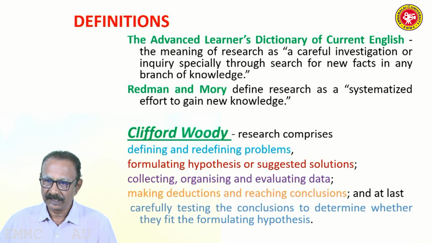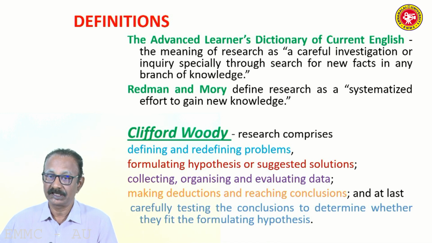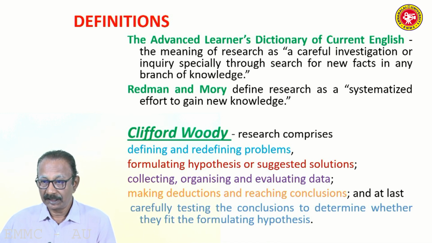So the first one is defining and redefining the problems. Before starting a research, we have to identify a research problem, for which issues we have to do the research. That is the first thing. After defining the problem, in the second stage we have to formulate a hypothesis. A hypothesis is nothing but a tentative solution or the suggested solution for the stated research problem. So the entire research methodology comprises testing whether the hypothesis we formulated, or the suggested solution for the research problem, will be accepted or not.